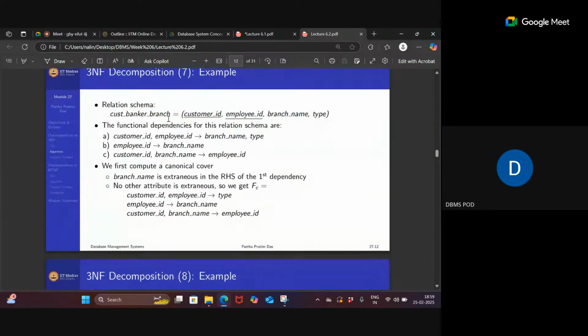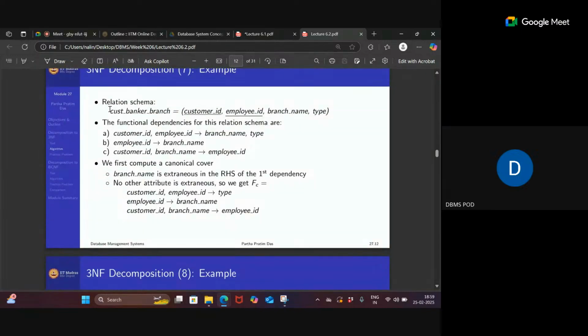Okay, let us see an example here. We have this customer banker branch relation with these attributes: customer ID, employee ID, branch name, and type. Customer ID and employee ID together form the primary key, and these FDs hold. It is given that these FDs hold for this table. So customer ID, employee ID determines branch name, type. So X determines A, X is a candidate key. No problem. This is a valid FD to be in 3NF.